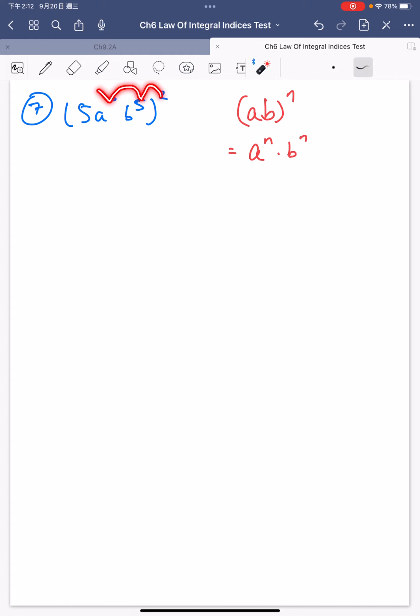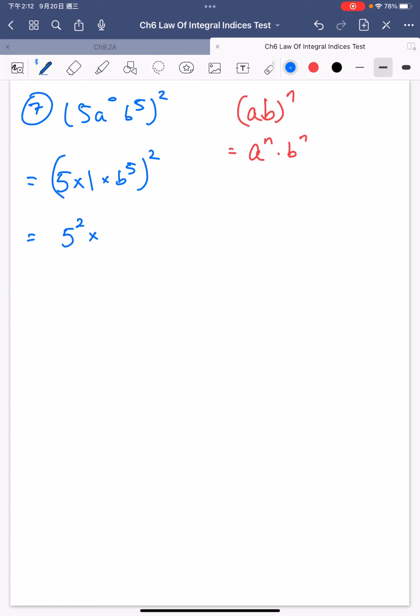Question 7 is asking 5a to the power of 0, b to the power of 5, all the thing to the power of 2. So in this question, we can use our formula: ab to the power of n is equal to a to the power of n times b to the power of n. So we can distribute 2 to both of them. However, in this one, a to the power of 0 will give you a 1 directly, so we can simplify it first. So we have 5 times 1 times b to the power of 5 squared. So 5 times 1 gives you a 5, and we take this power of 2. So we have 5 squared times b to the power of 5, the whole thing squared.